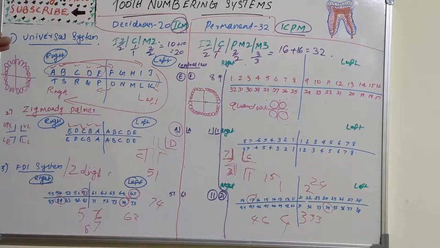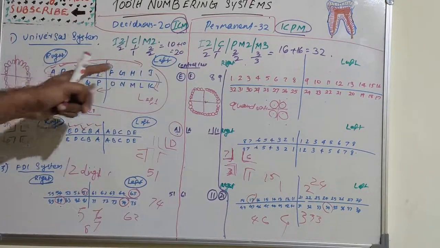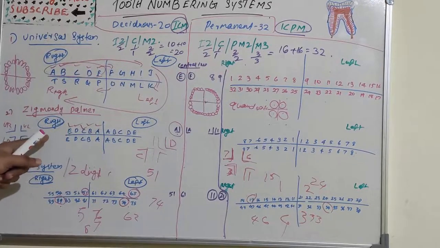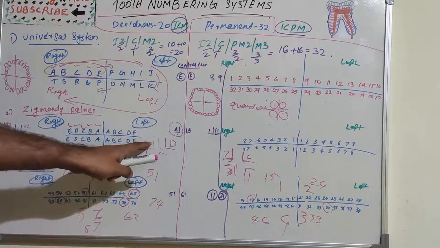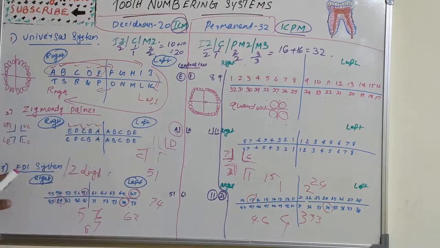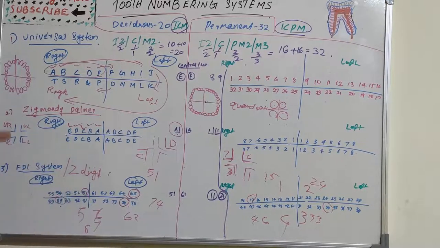So universal system, Zsigmondy-Palmer system and FDI system. Universal system is just going through the letters and numbers, starting from A to T, 1 to 32. Zsigmondy-Palmer is quadrant A to E and 1 to 8, but using the quadrant symbol. The FDI system or two digit system, which was put forward by the Federation Dentaire Internationale, is using two digits. The first digit is of the quadrant and the second digit is the tooth number.